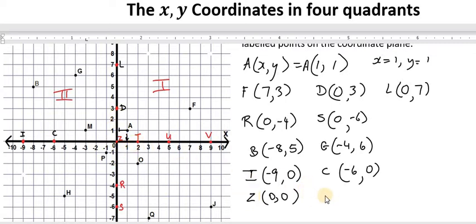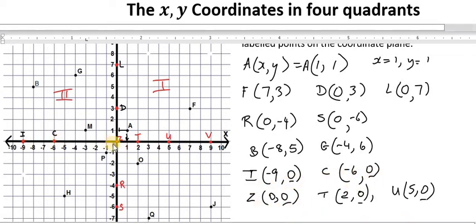Let's check out point T. And the location of point T on the x-axis is 2. And the y coordinate, we have to go across towards the y-axis, it's at 0. Let's check out point U now. 5, 0. Agree? And V will be what? 9, 0.